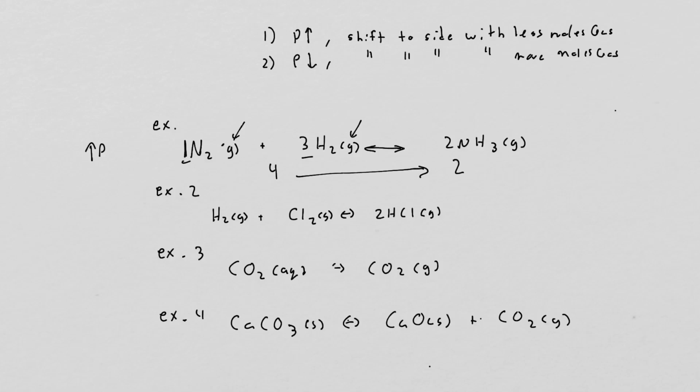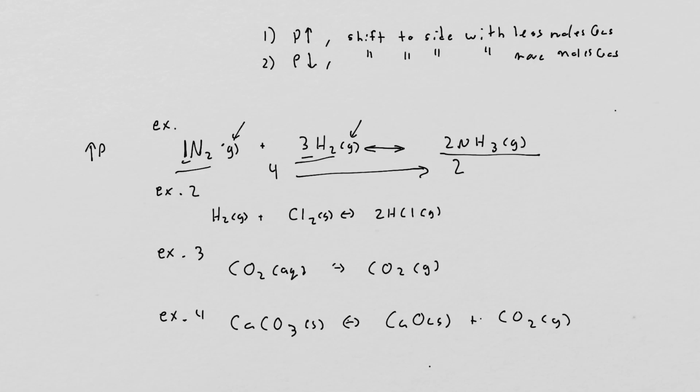And that will cause the amount of NH3 to go up and the amount of these two gases to go down. Essentially, it will basically decrease the pressure because there'll be fewer molecules. Because for every 4 molecules of gas consumed, you get 2 molecules of gas made. So the actual molecules banging against the walls of the container will decrease. So when you increase the pressure, it will relieve the stress by decreasing the pressure.